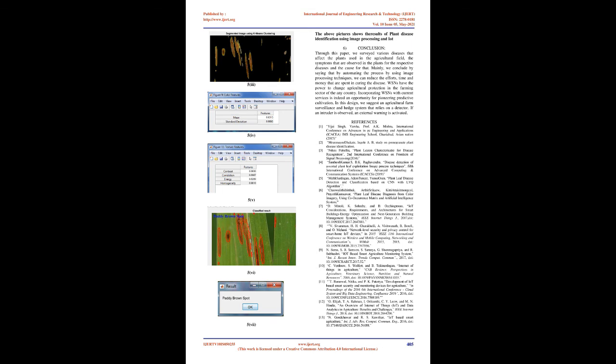WSNs have the power to change agricultural protection in the farming sector of any country. Incorporating WSNs with current services is indeed an opportunity for pioneering predictive cultivation. In this design, we suggest an agricultural farm surveillance and protection system that relies on a detector. If an intruder is observed, an external warning is activated.